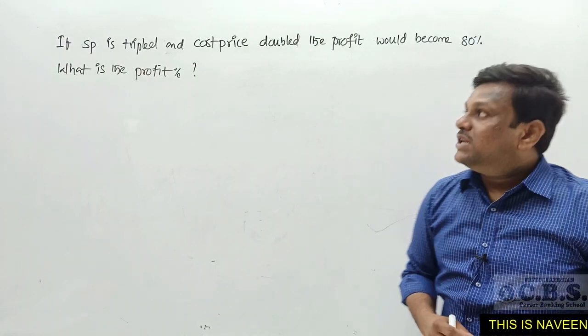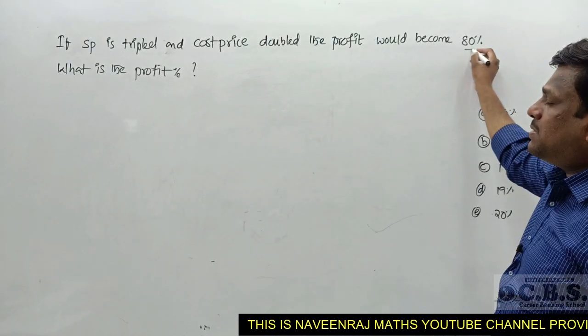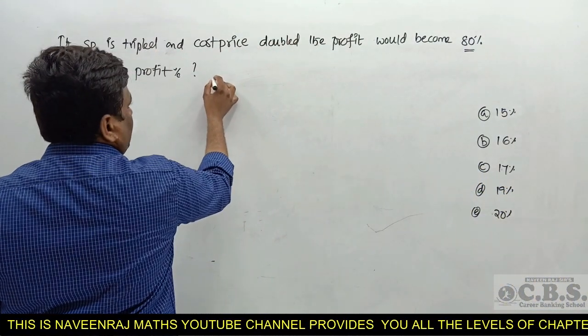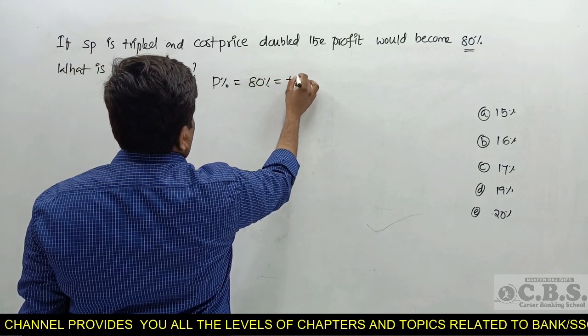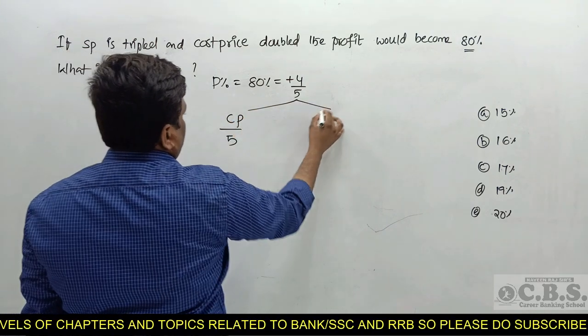Next question. If the selling price is tripled and the cost price is doubled, the profit percent would become 80%. This is a previous year question. Find the percentage of profit. Okay, so here the quantifier is given. What is the profit percentage? How much is it? 80%. 80% as a fraction is how much? 4 by 5. Therefore the cost price is 5 rupees and the selling price how much?